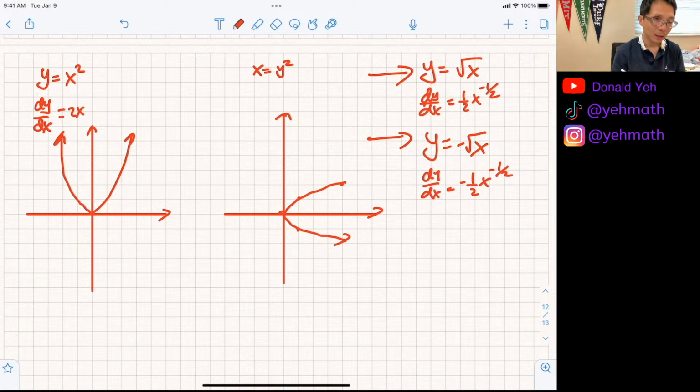Wait, isn't it to the power of negative 3 over 2? Isn't it? No, because the one is negative. No, it's not in the denominator.